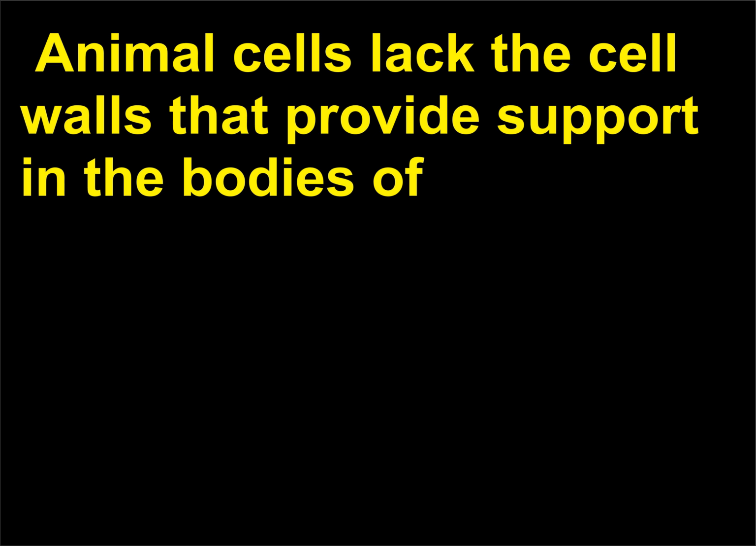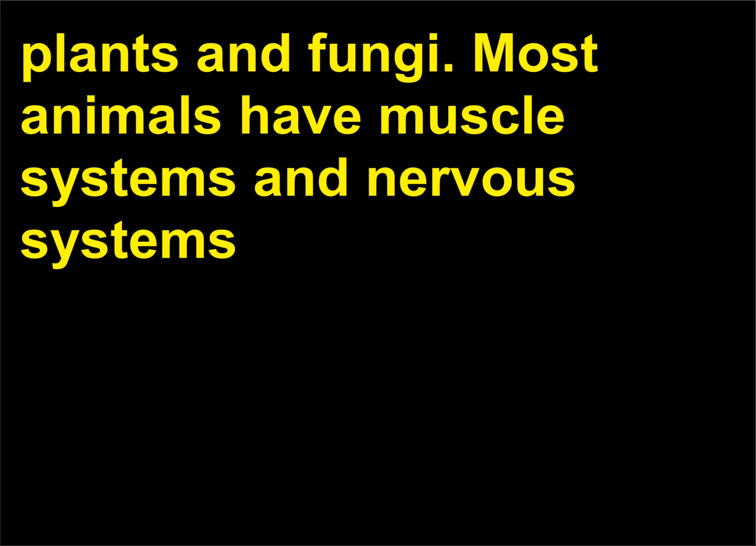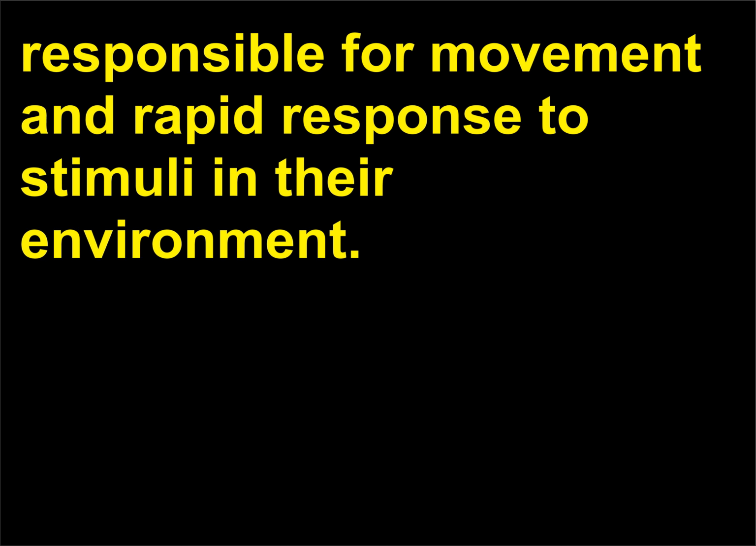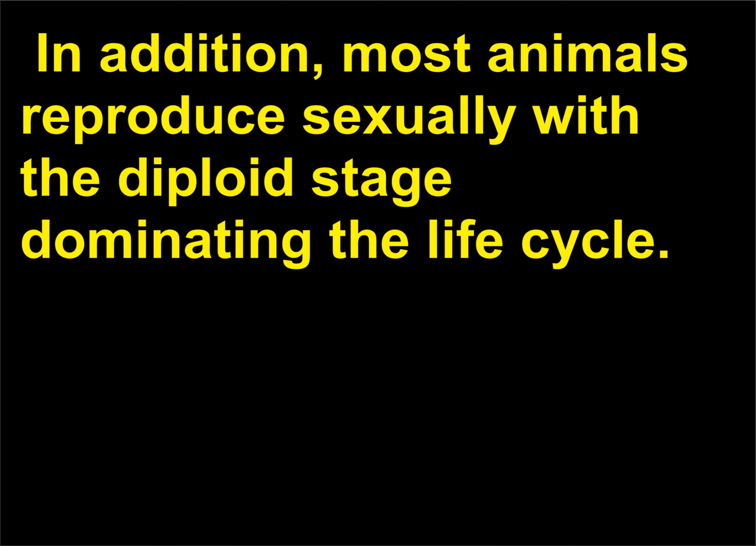Animal cells lack the cell walls that provide support in the bodies of plants and fungi. Most animals have muscle systems and nervous systems responsible for movement and rapid response to stimuli in their environment. In addition, most animals reproduce sexually with the diploid stage dominating the life cycle.